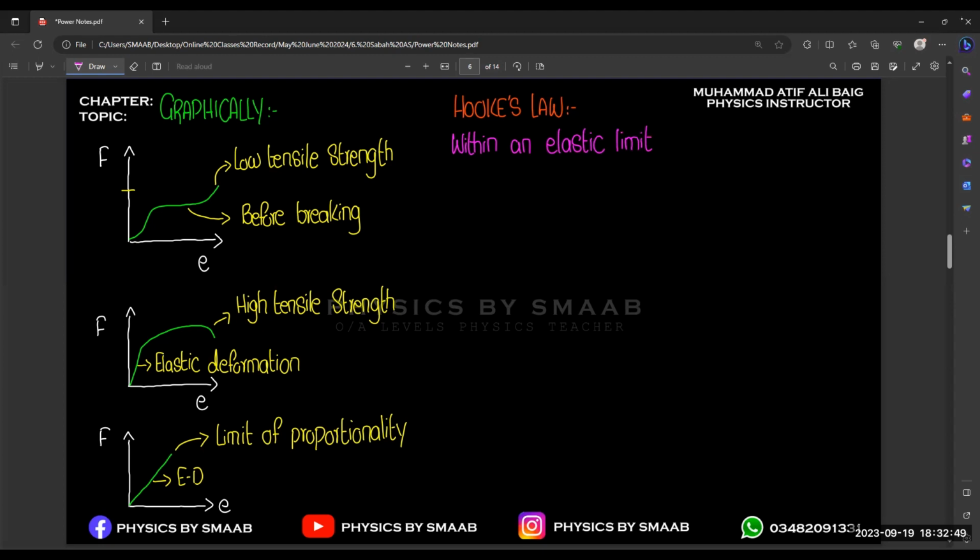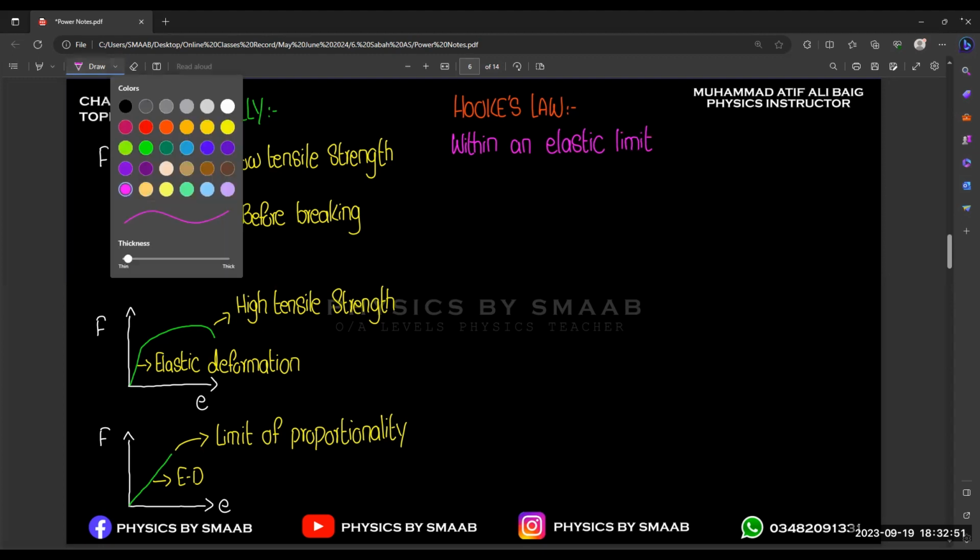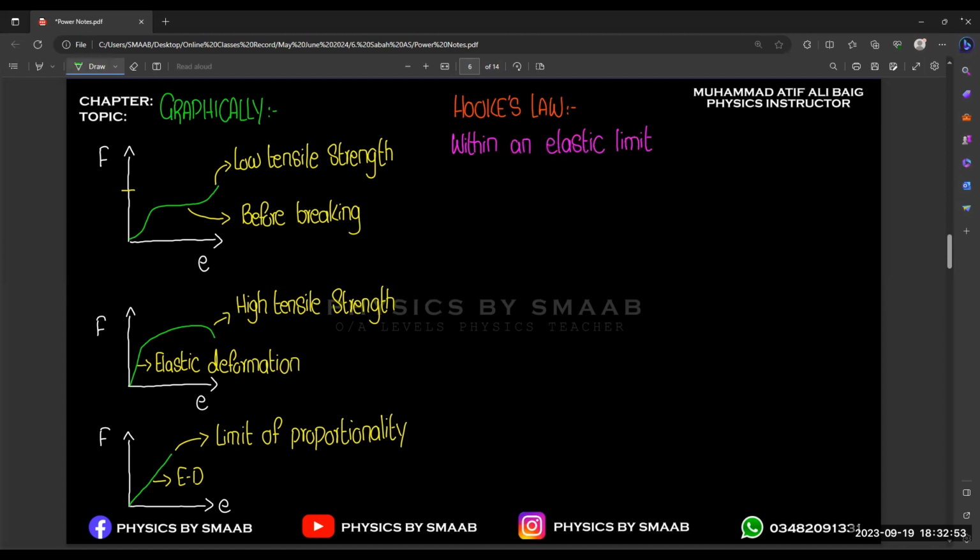So the first important thing is within an elastic limit. When we are writing the law for a spring or any body, it is very important that we consider the elastic limit of the body, because after a certain extension, Hooke's law is not applicable on that body. So that's why we have to write: within the elastic limit of a body, load is directly proportional to extension.